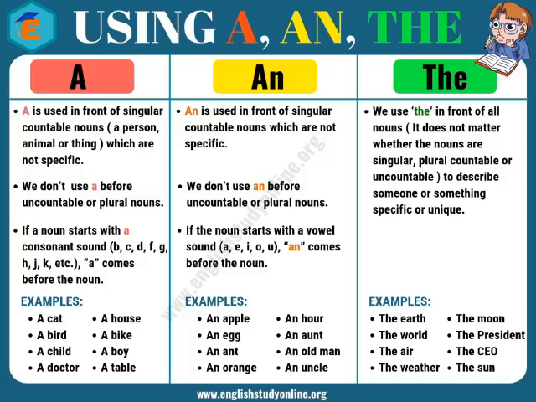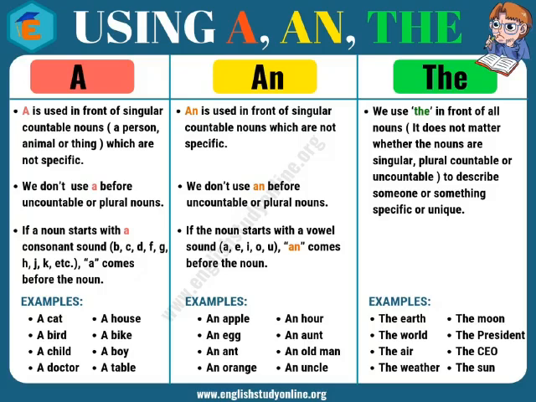Rule 3. If a noun starts with a consonant sound, a comes before the noun. For example, a cat, a house, a bird, a bike, etc. Let us move on to the article an.